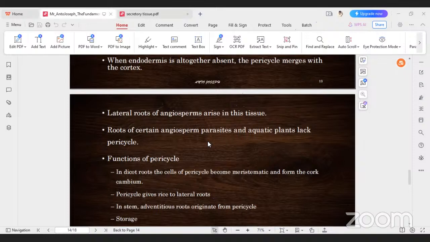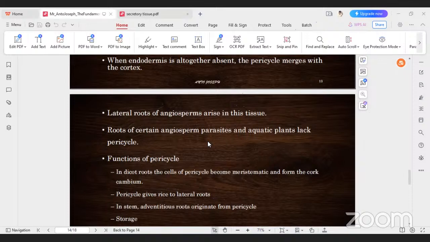In aquatic plants, the root system is not well developed. Maybe. Okay, right. Next, in parasites, same, because parasites also depend on other plants. That's why, is there any requirement of roots? No, sir.